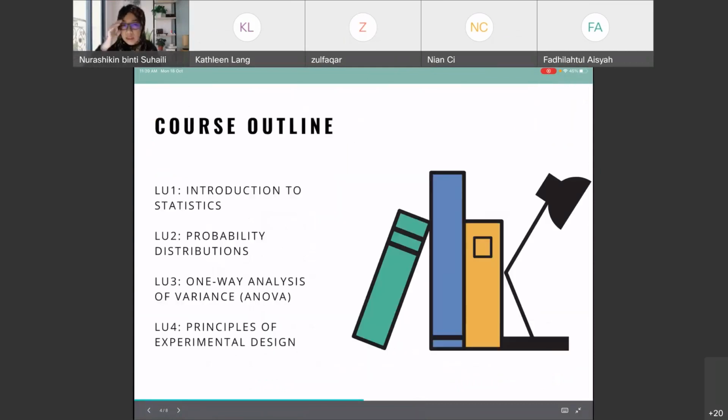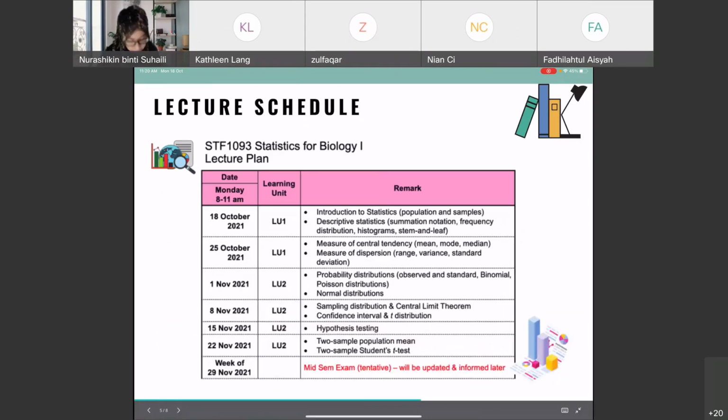As I said just now, after LU2 we're going to have the mid-semester exam, which will be announced later. And then we're going to continue with LU3, LU4, and then the final exam. Okay, so that's for you to know about the learning units. And then this is the lecture plan.